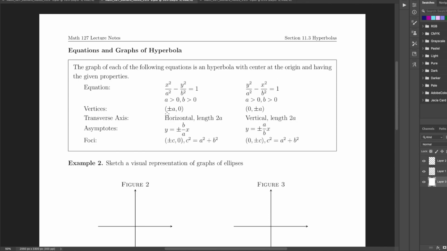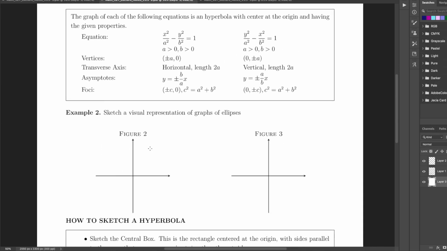Okay, so our vertices, since we're still centered at the origin, will be plus or minus A, 0 for the horizontal one. So if we're on the X, it's plus or minus A. If we're on the Y, it's 0, plus or minus A. Let's go ahead and sketch these as we do this, so it makes a little more sense.